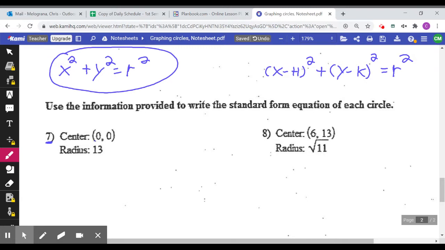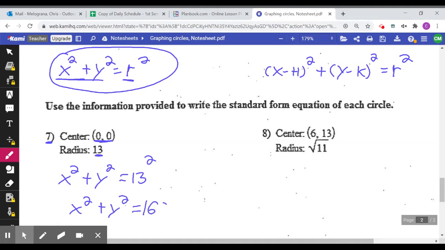So if I see the center is at the origin, I'm going to have this right away, x squared plus y squared, right? There's no parentheses because there's no shifts for the center. And then it equals r squared. Well, r is 13, so it's just 13 squared, which is 169. So our answer to this, or the standard form for this, is x squared plus y squared equals 169. Right? And that's it. You don't have to graph it.